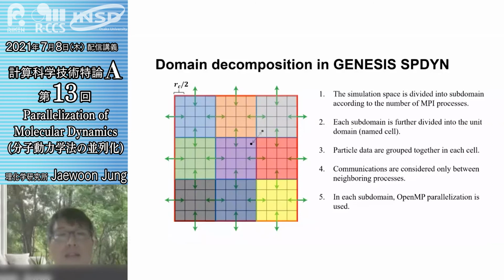Particle data are grouped together in each cell, so for each particle, we assign a cell index. And communications are considered only between neighboring processes. So this one only communicates with these processors, this one and this one. And in each subdomain, we make use of OpenMP parallelization.